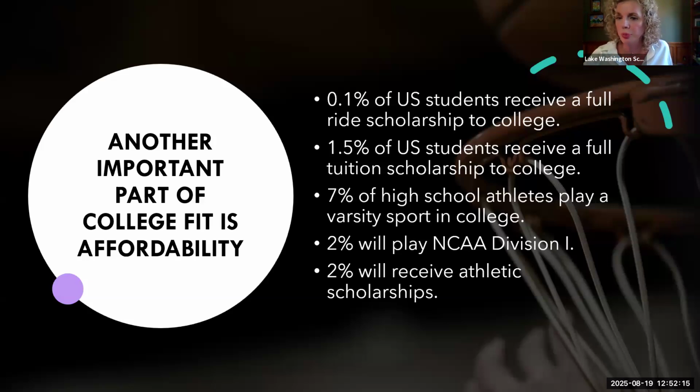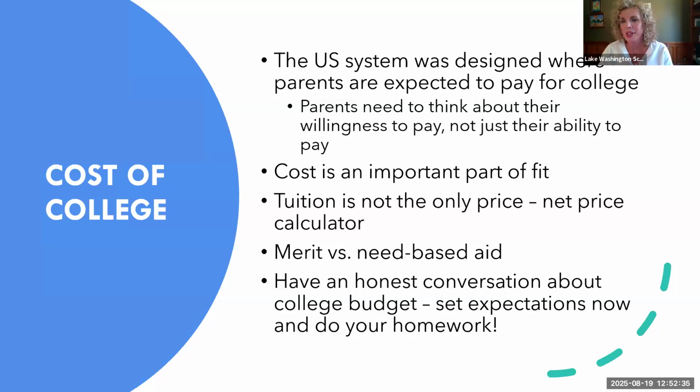7% of high school athletes will play a varsity sport in college. 2% of high school students will play for a Division I college, and 2% will receive athletic scholarships. So just know that's not a lot of numbers there. Where does it go back to? As I said, the US system was designed where parents are expected to pay for college. And so this is where parents really need to think about not only their ability to pay, but their willingness to pay, because there can be other factors involved.